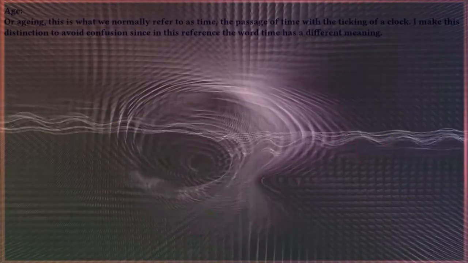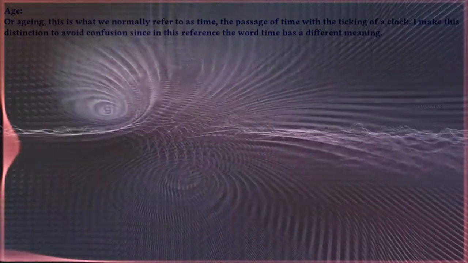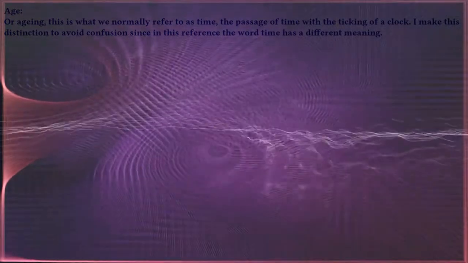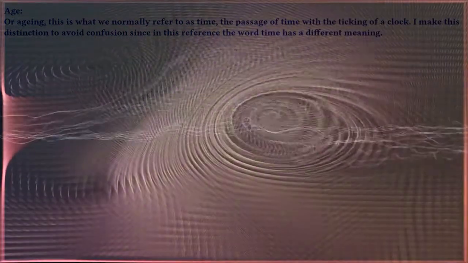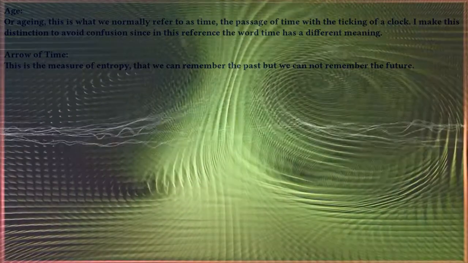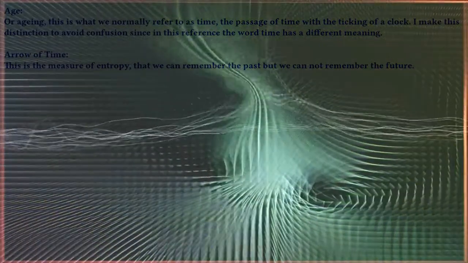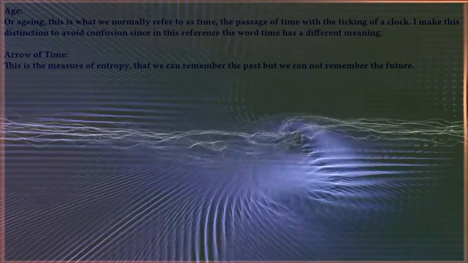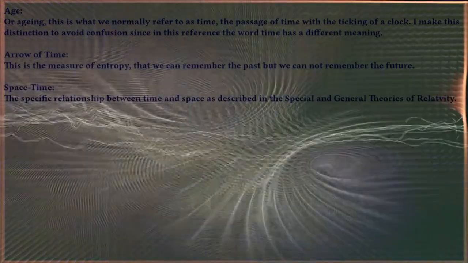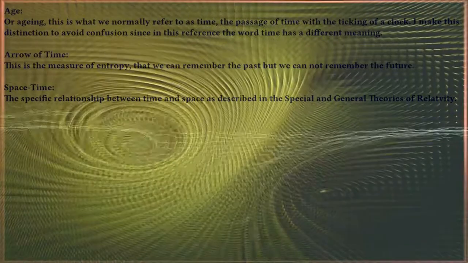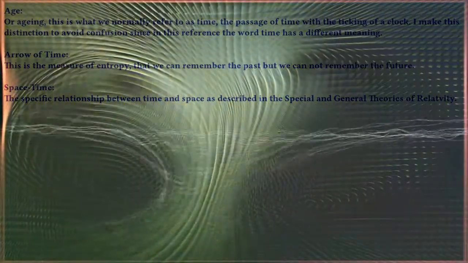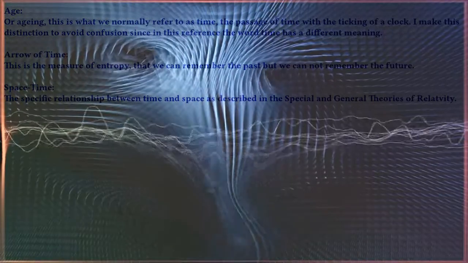But before we begin, I need to define some specific terminology I'll be using for clarification. Age, or aging: this is what we normally refer to as time, the passage of time with the ticking of a clock. I made this distinction to avoid confusion since in this reference the word time has a different meaning. Arrow of time: this is the measure of entropy, that we can remember the past, but we cannot remember the future. Space-time: the specific relationship between time and space as described in the special and general theories of relativity.